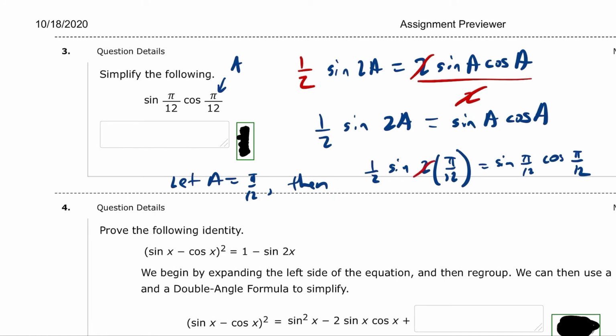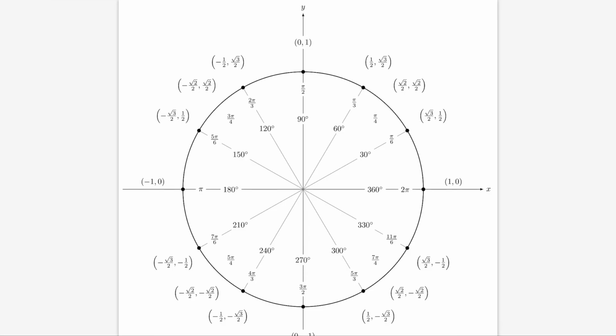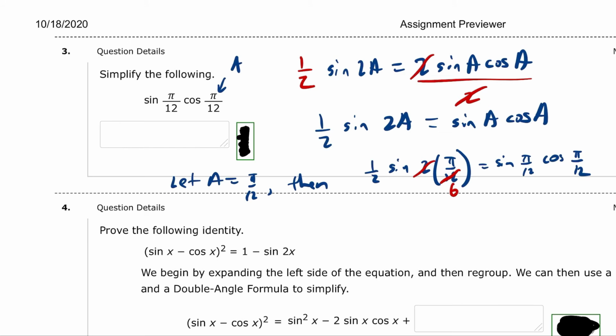So you can simplify this. That becomes pi over 6. And we know that the sine of pi over 6, from the unit circle, is 1/2. So that's going to be 1/2 times 1/2, which is 1/4.